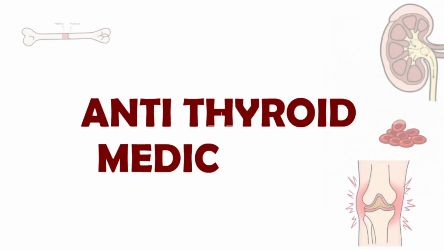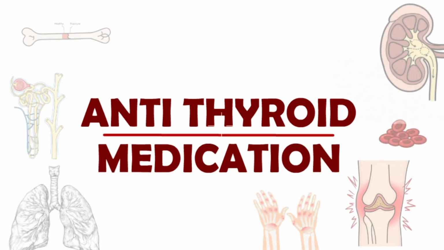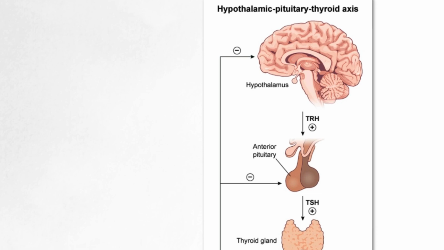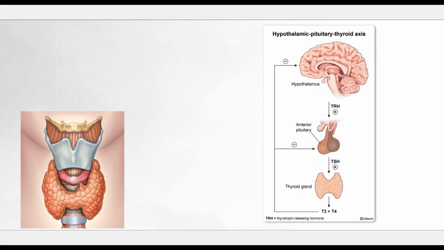This pharmacology topic is thionamide anti-thyroid medications. First, let's review the hypothalamic pituitary thyroid axis and its negative feedback loop. As you can see in the image on the right, the hypothalamus, located in the brain, releases thyroid-releasing hormone, or TRH, which causes the pituitary gland to release thyroid-stimulating hormone, or TSH, which then causes the thyroid to release T3 and T4, our active thyroid hormones.